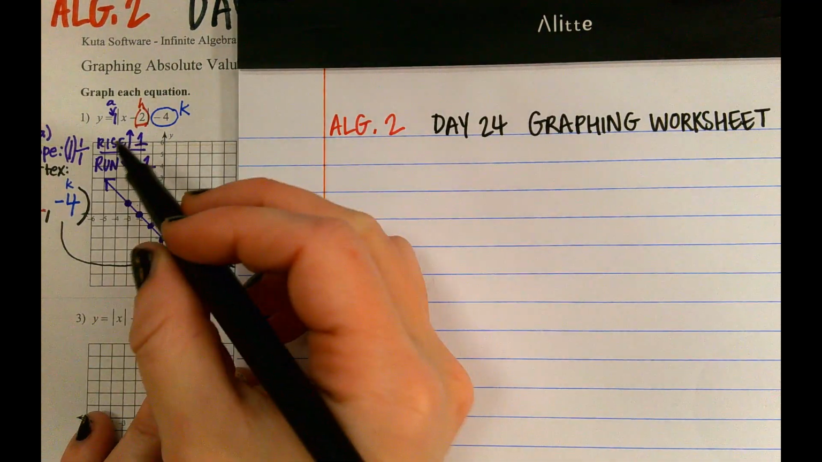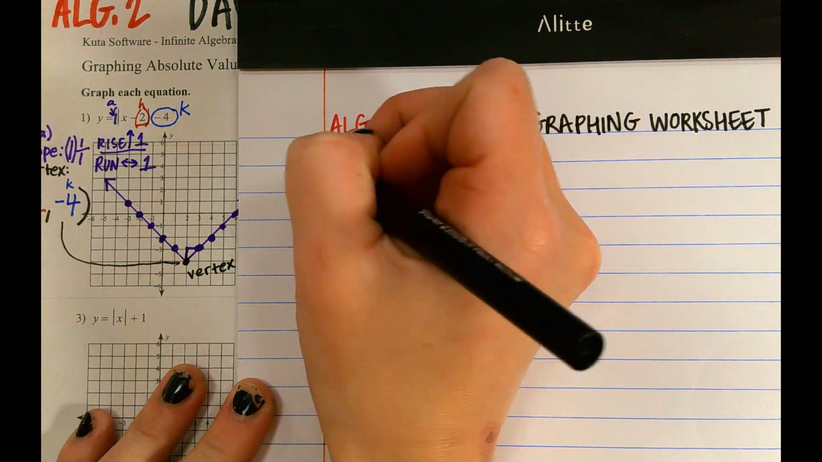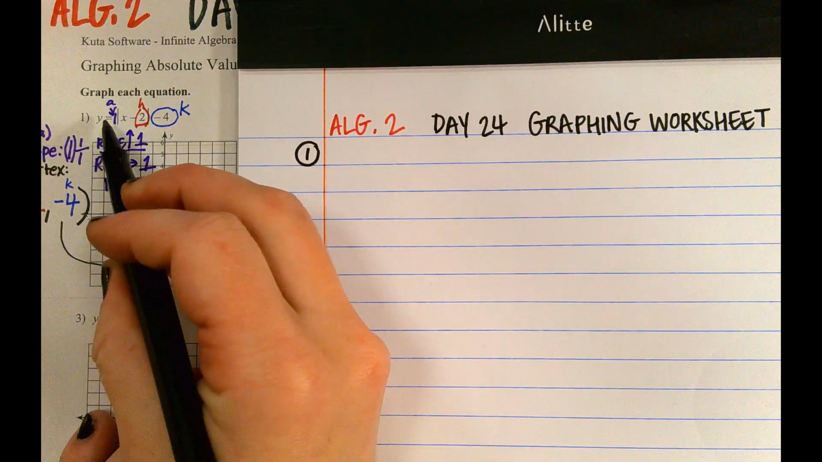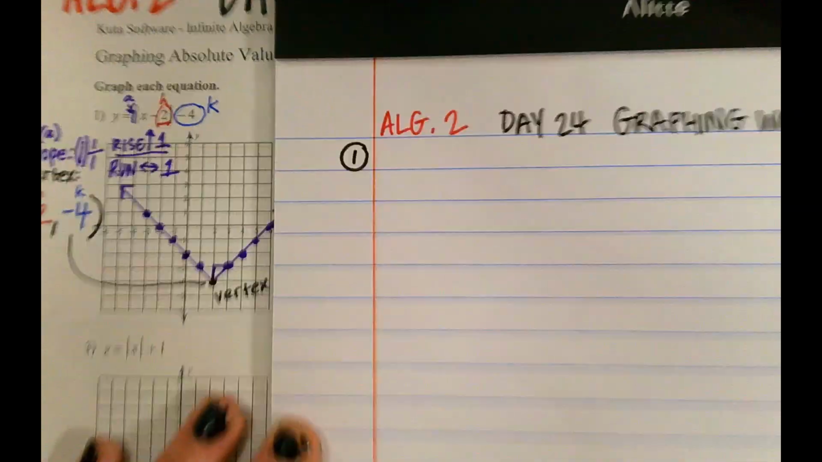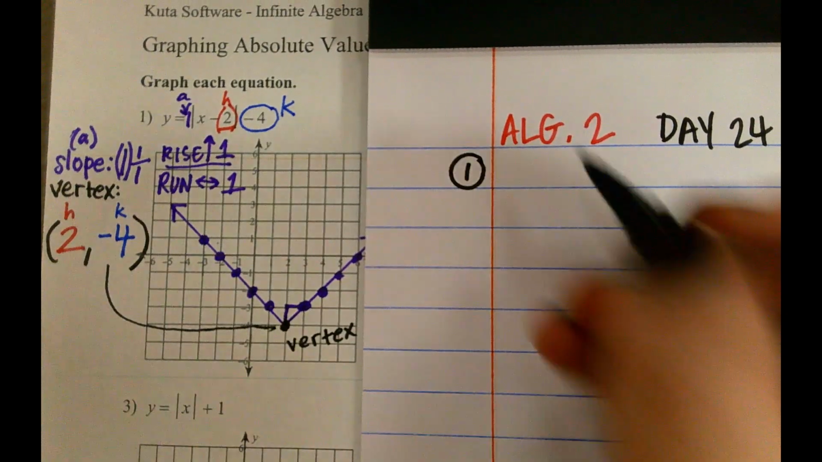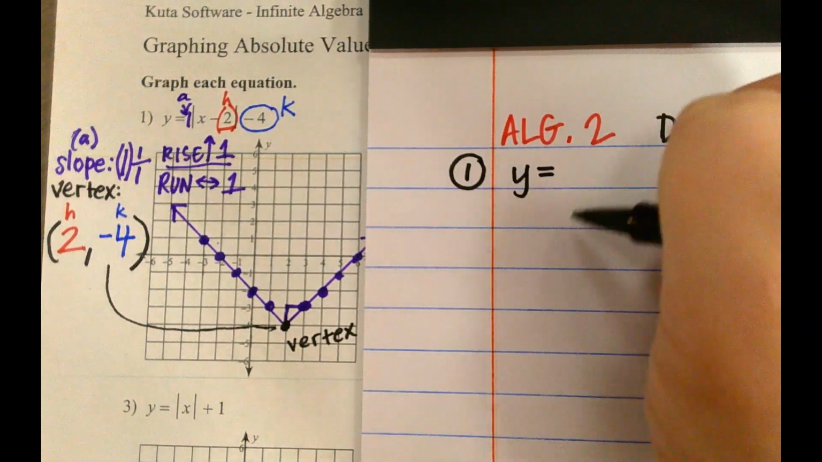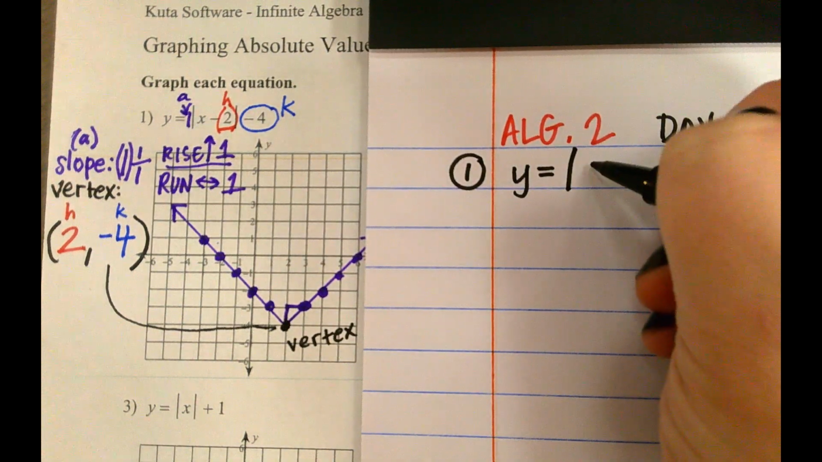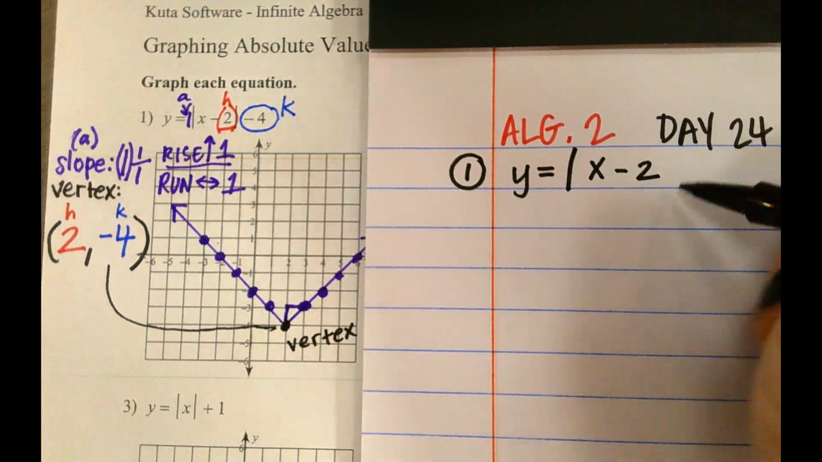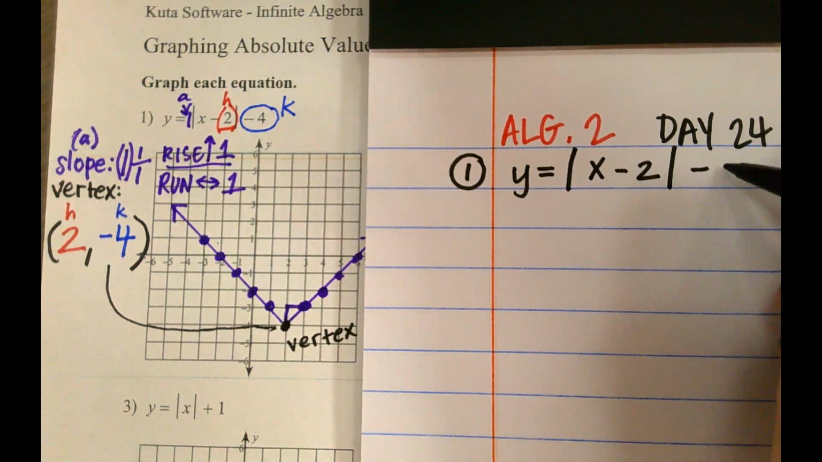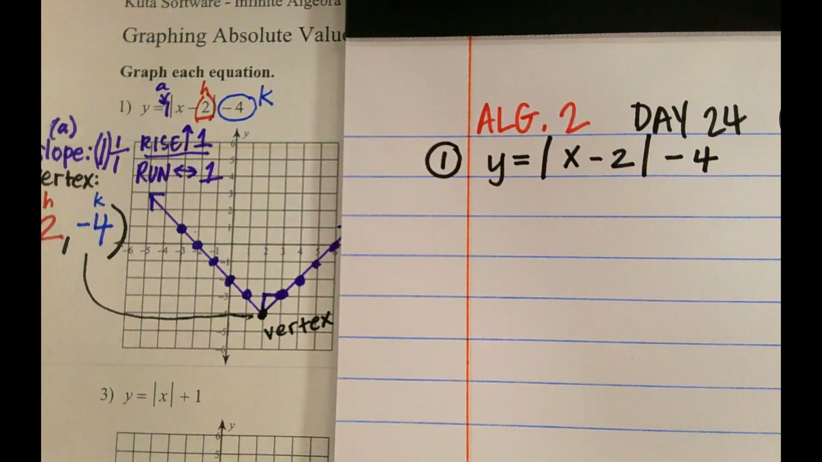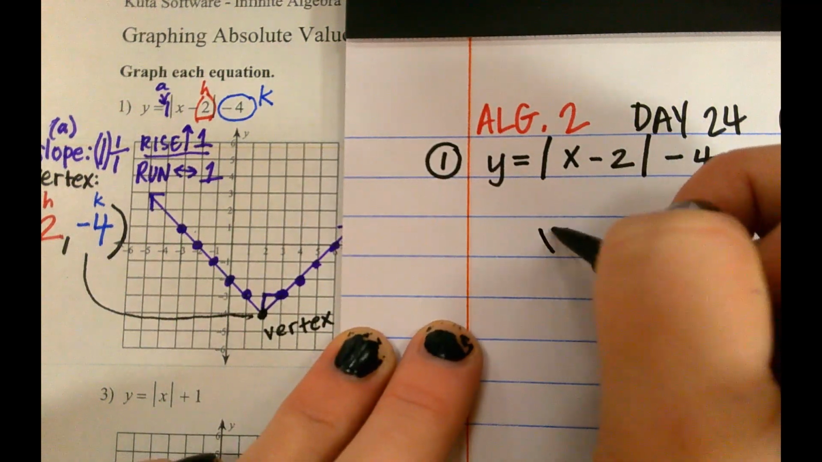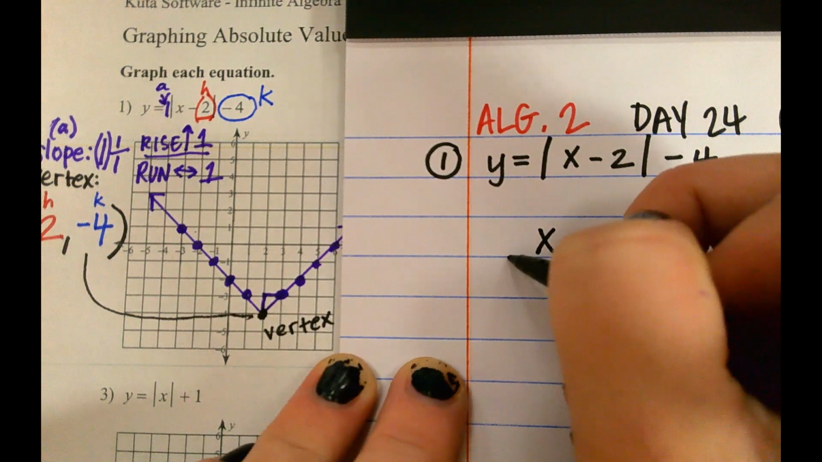And for number 1, I'm going to write that function again. I know that's really tiny. It's kind of hard to see, so let me zoom back in again. It was y equals absolute value of x minus 2, minus 4. And on this separate paper, let's write x, y.